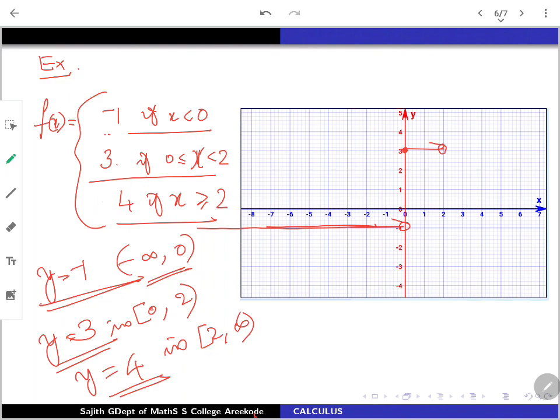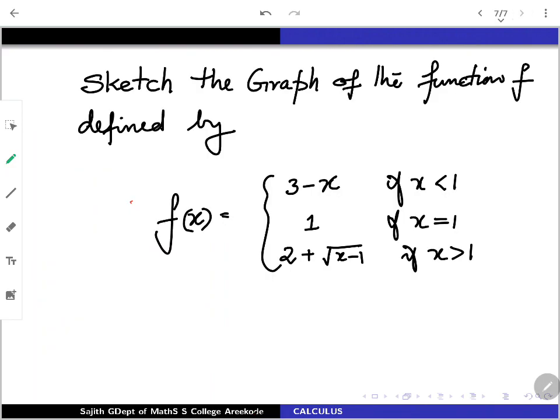Then for all the remaining part, 2 onwards, it takes 4. So I have to start from here, which I will darken, and again a straight line here. So these three pieces altogether will give the graph of this piecewise defined function. So various examples one can try, and at least one exercise is better to do.